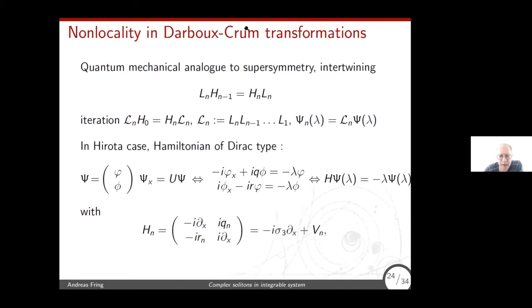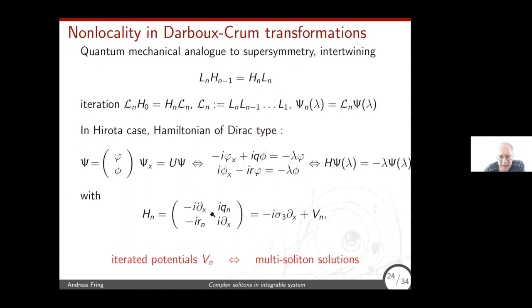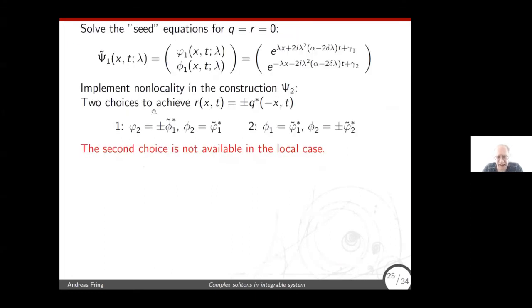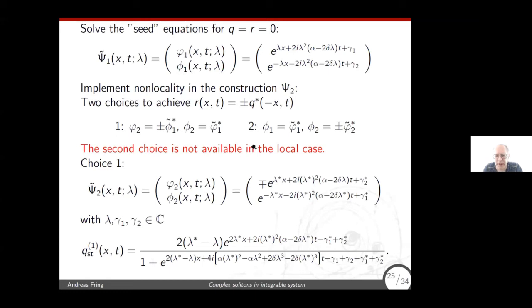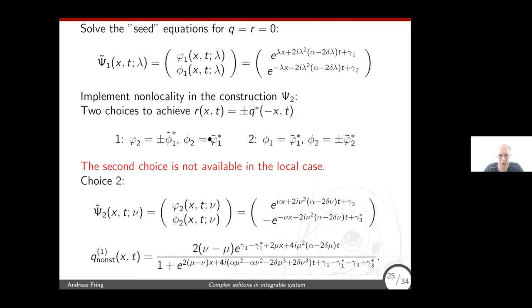So in this case, for the system we are looking at, we can write this Hamiltonian in a kind of Dirac form. We can iterate this. And so here in red, this is the comment I made about the correspondence between multi-soliton solutions and iterated potentials. And the technical point is, again, we have more options, and we can implement in what is called the seed function the non-locality, and it's then inherited in the solution procedure.